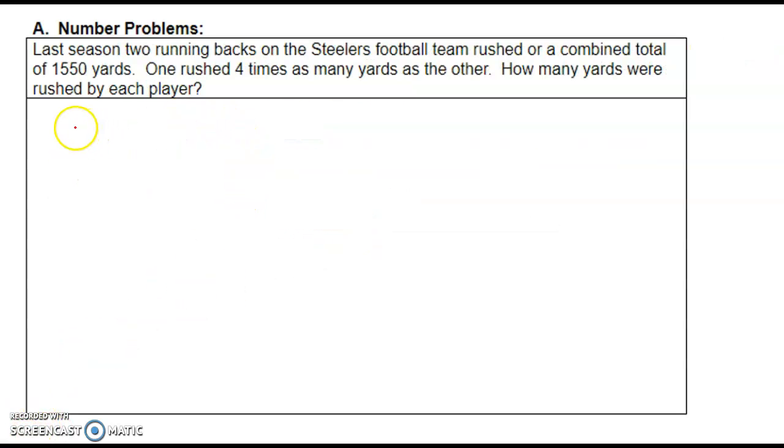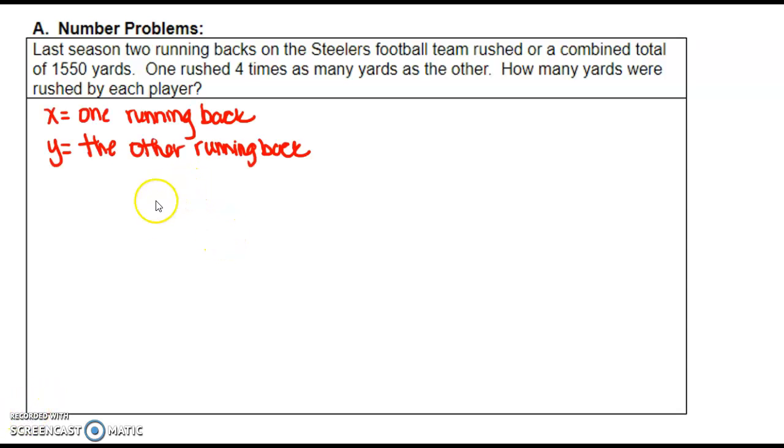So our first one: two running backs on the Steelers football team rush for a combined total of 1,550 yards. One rushed 4 times as many yards as the other. How many were rushed by each player? First we need to decide what two things we are talking about. In this case, we're comparing the two running backs. So x equals one running back, y equals the other running back.